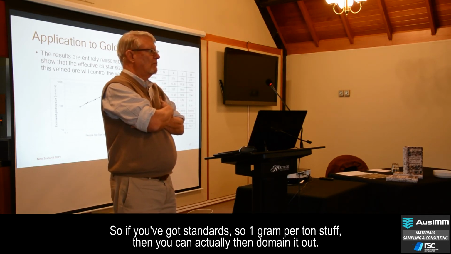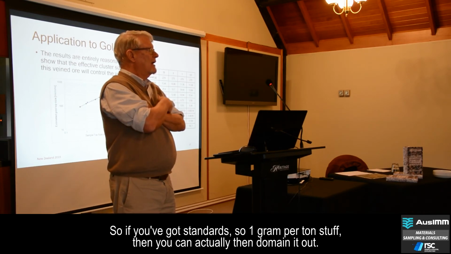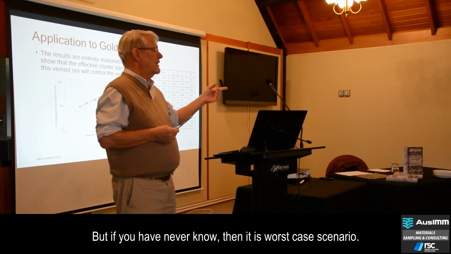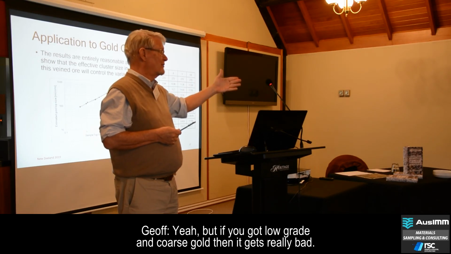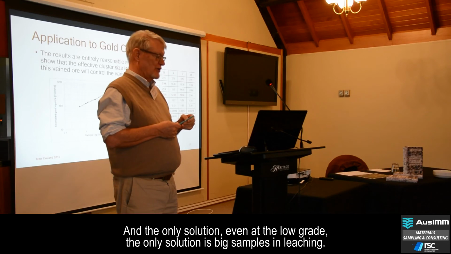So if you got standard, sort of 1 gram per ton stuff, and you can actually then lay it out, then I would probably have a sampling protocol for that. But if you never know, then it's worst case scenario. Yeah, but if you got low grade and coarse gold, then it gets really bad. Yeah. And the only solution, even at the low grade, is big samples and leaching.